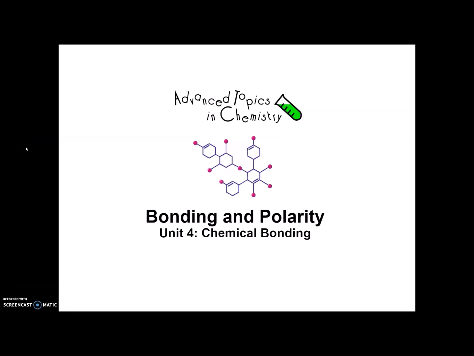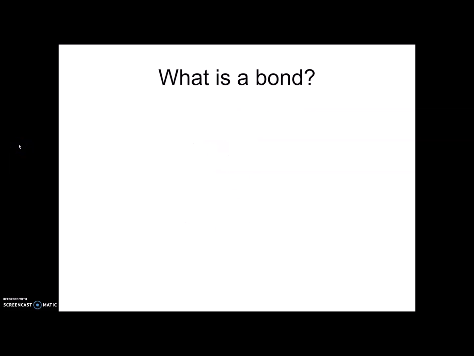Hi, students. In this note set, we're going to take a look at bonding. In our last unit, we talked about what makes an atom and where the electrons are within an atom. Now that we've got a sense of the individual atoms, we're going to ask the question, how do the atoms interact with each other?